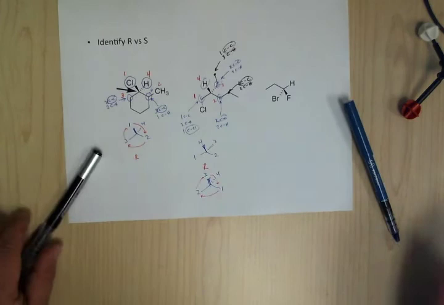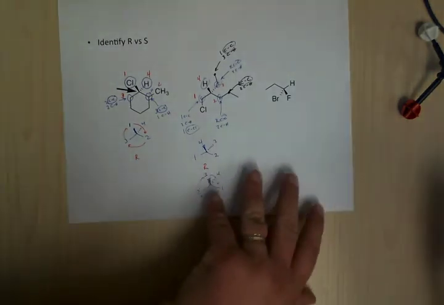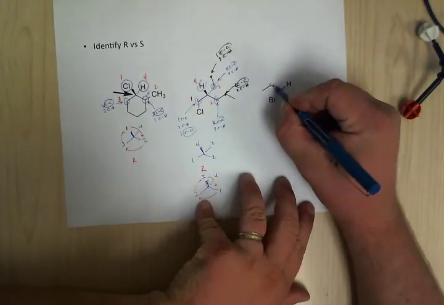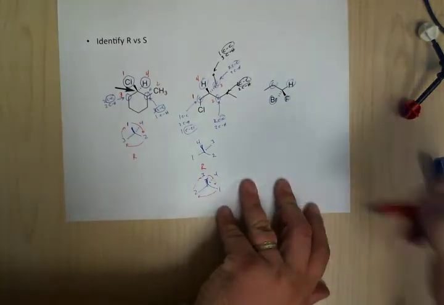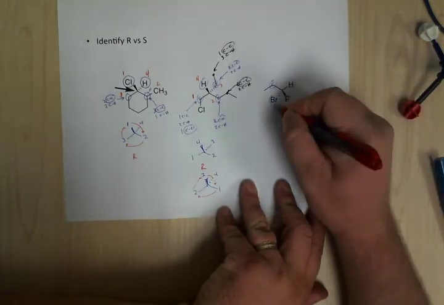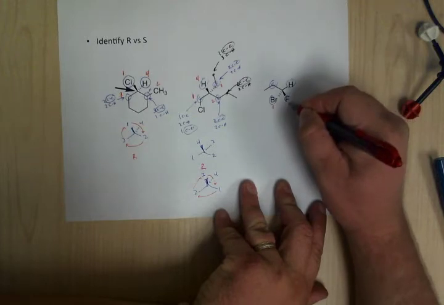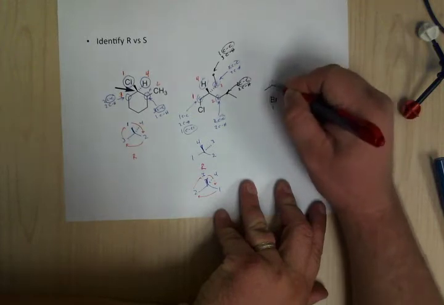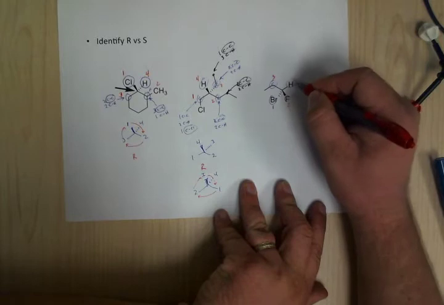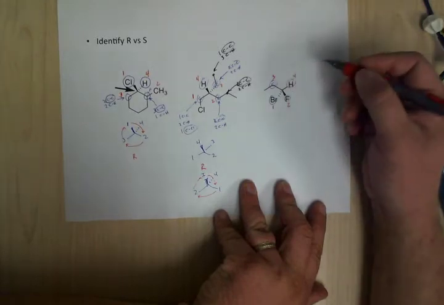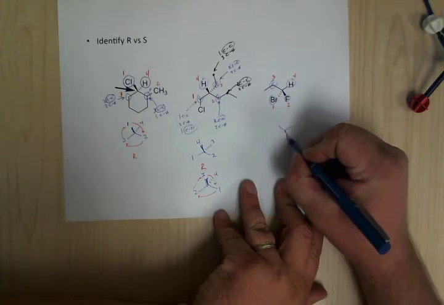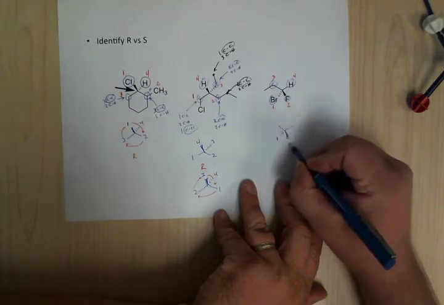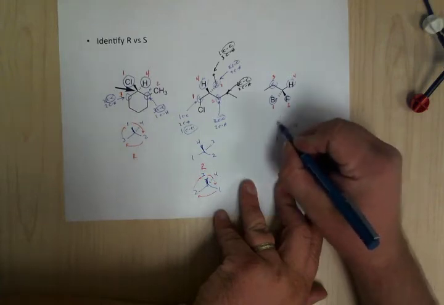Okay, now this guy here. You have a carbon attached to hydrogen, fluorine, and bromine. Bromine's the heaviest, which is 1. Fluorine's next, which is 2. Carbon is the next heaviest, and then the hydrogen's the lightest. So you end up with 1 behind, 2, 4, 3.